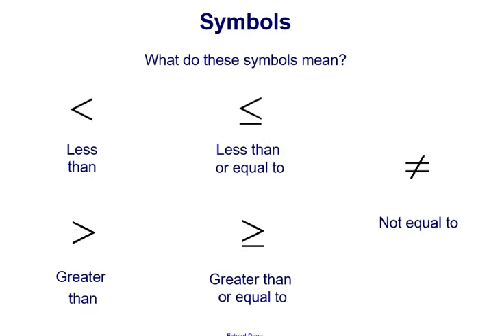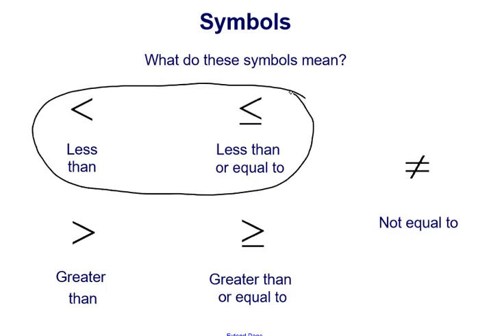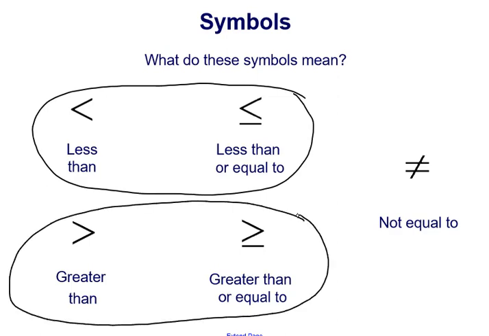The 5 symbols below are different inequality symbols. The first 2 are less than and less than or equal to. The small part of the symbol is facing towards the left. The next 2 symbols are greater than and greater than or equal to. The small part of the symbol is now facing towards the right. It's in the opposite direction.